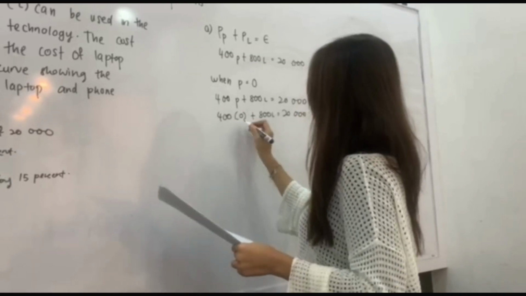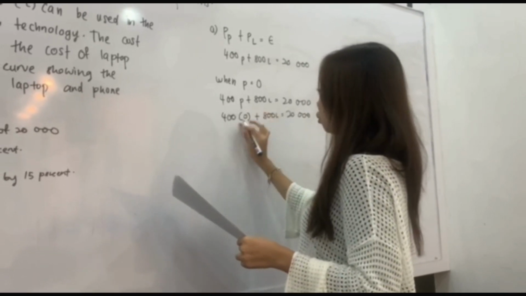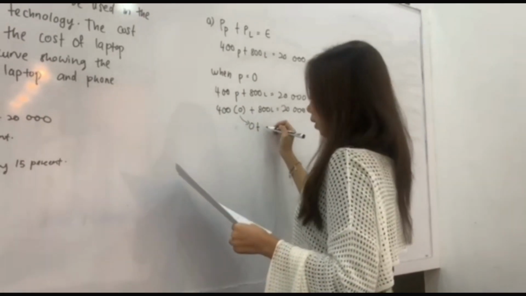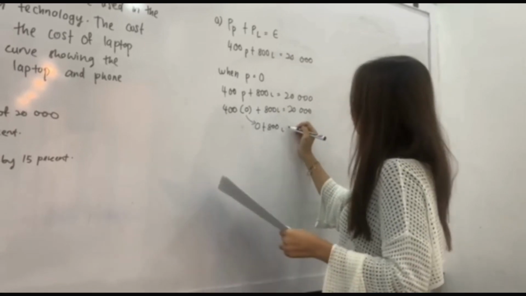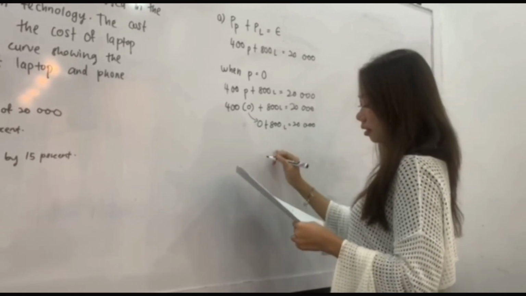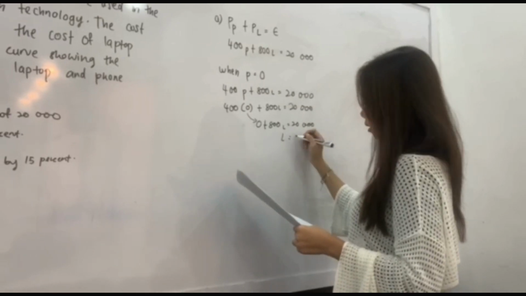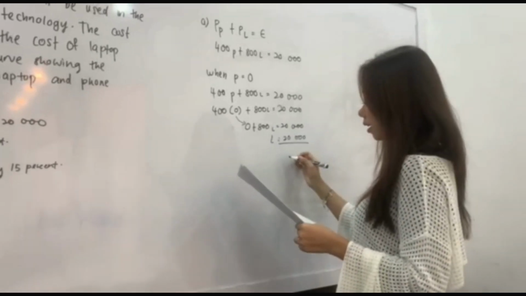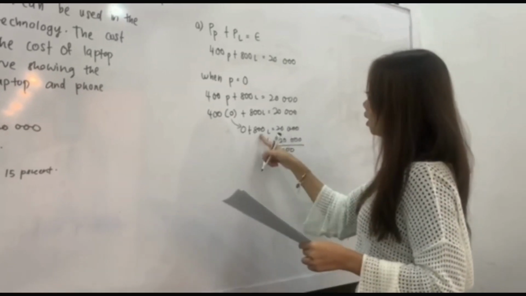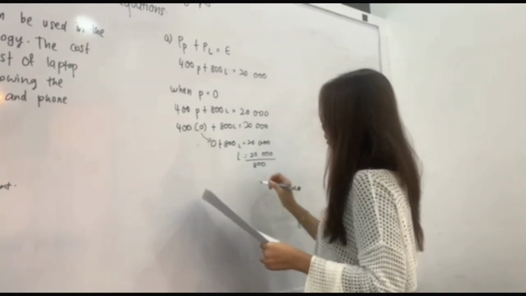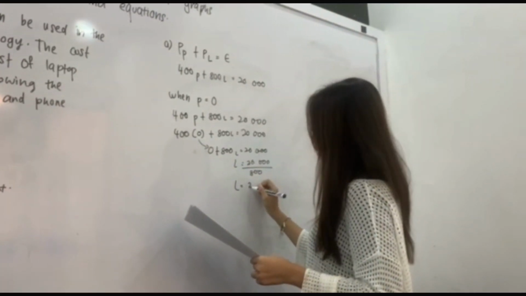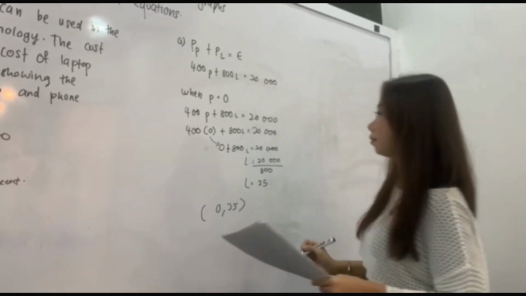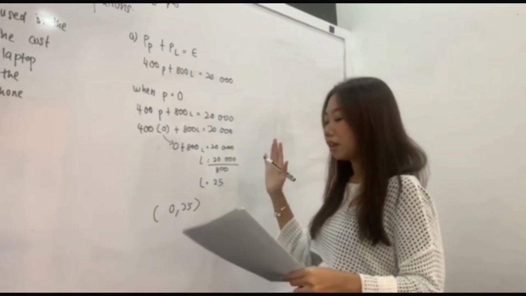Okay, so the next step is we bring down the 0 only, no need to put 400, it's just 0 plus 800L equal 20,000. So we bring down L, we get 20,000 divided by 800. The 800 we bring down to the bottom. So L equals 25. So we get 0, 25. So that's the first part.